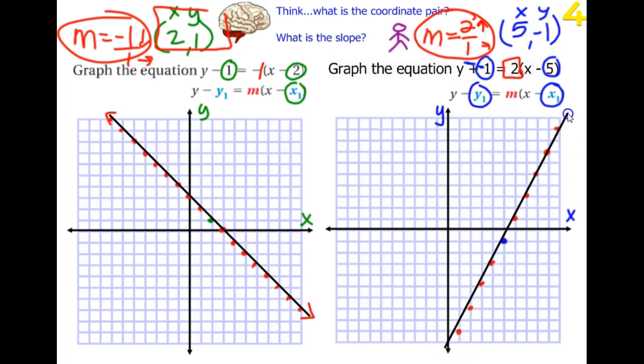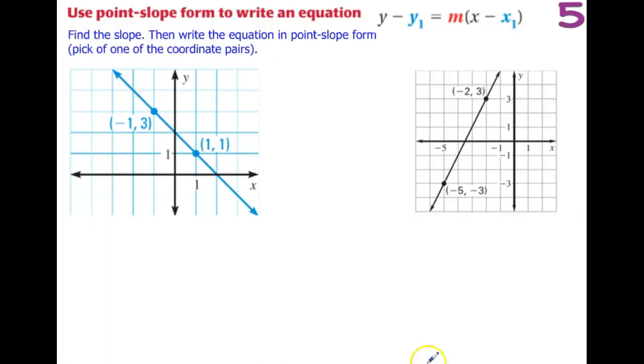And create our line. Notice on this one, our slope was positive, so our slope man would be walking uphill. This one, our slope was negative, and we're walking downhill. Make sure your slope is the right direction. Now, we're going to continue to write equations in this form.